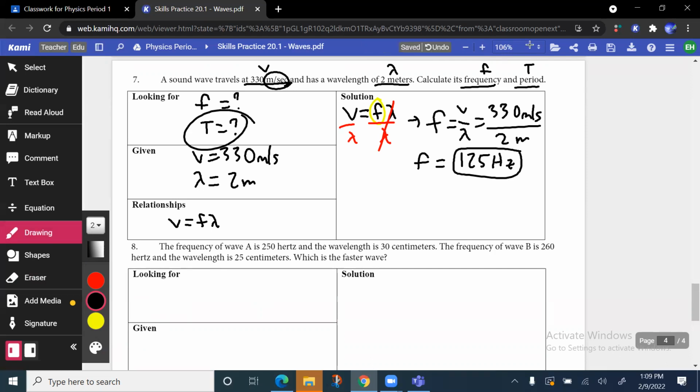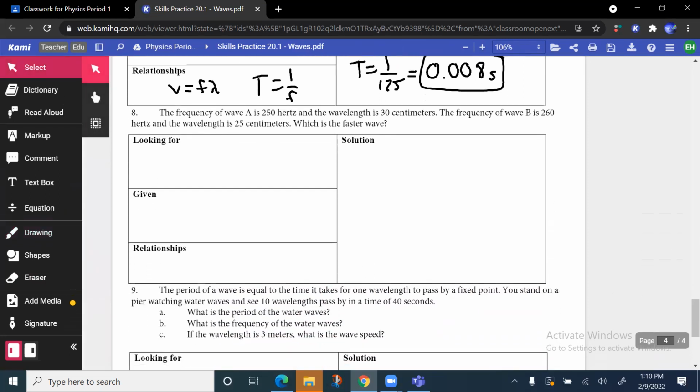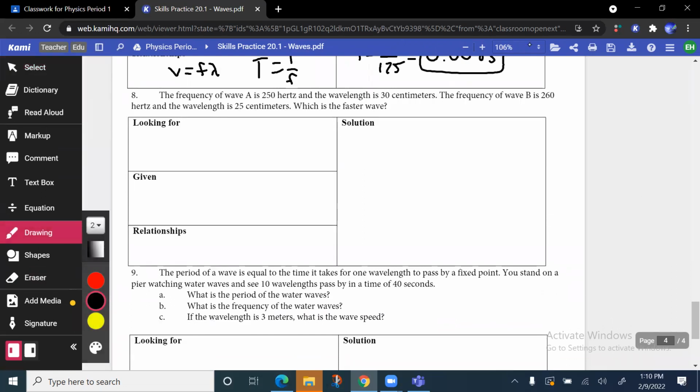Now, to get the period from this, we also need the fact that the period is the inverse of the frequency. And we're going to go the inverse of 125. So put in your calculator, 125 inverse. And you're going to get a really, really small number, 0.008 seconds. In other words, 8/1000ths of a second is how long it takes for that sound wave to get to the next wave. Traveling pretty fast.